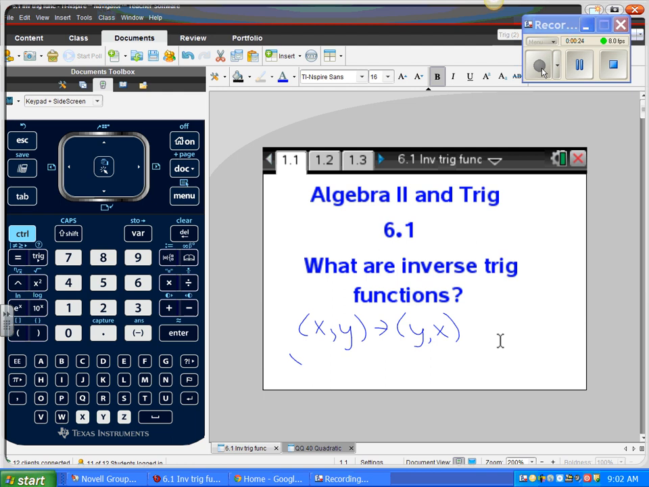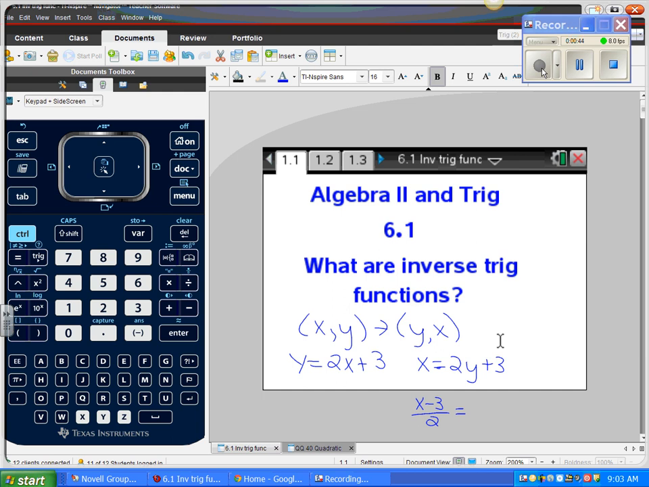So what if I wanted the inverse of y equals 2x plus 3? Good, we're going to switch the x and y. And generally, we then do what? Solve for y. How? Yep. Subtract the 3 and then divide by 2. How do we write it?